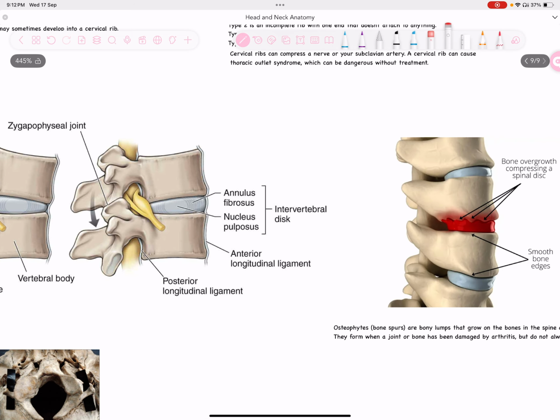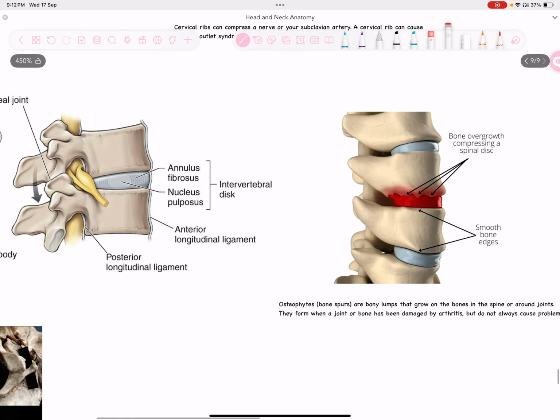Now, they're saying that the osteophytes may press on the anteriorly placed cervical spinal nerves in the foramina, causing pain along the course and distribution of the nerves. So, cervical spinal nerves in the foramina can be pressed because of these osteophytes, and it can cause pain.